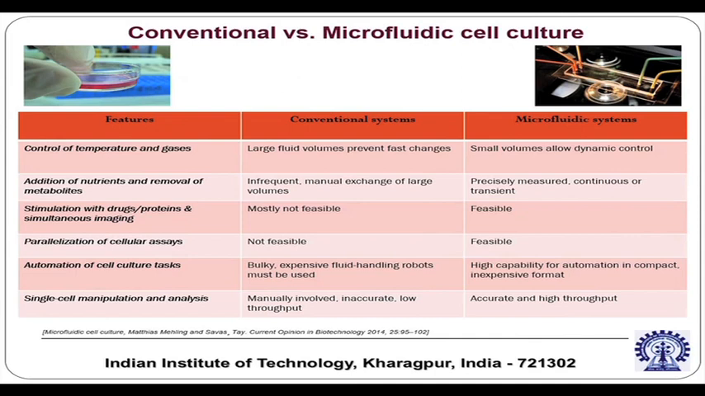Automation of cell culture tasks, in a conventional system it is possible, but bulky expensive fluid handling robots must be used. In a microfluidic system it is possible with a high capability of automation in a compact inexpensive format, you do not need to use bulky robots. Single cell manipulation and analysis, in a conventional system it is manually involved, inaccurate and low throughput, and most importantly in a microfluidic system you can do single cell manipulation and analysis very accurately with high throughput.